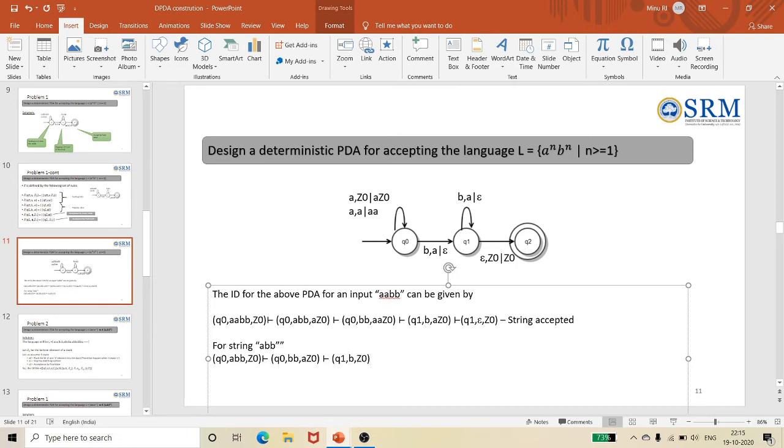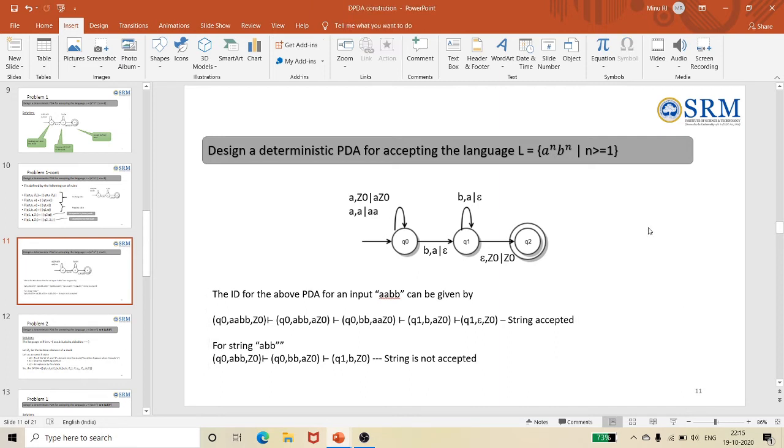So I am stuck here. For this condition I don't have any handler. It means that the string is not accepted. String is not accepted.